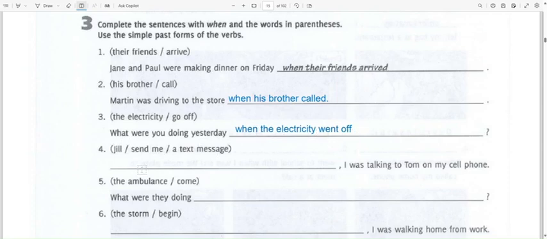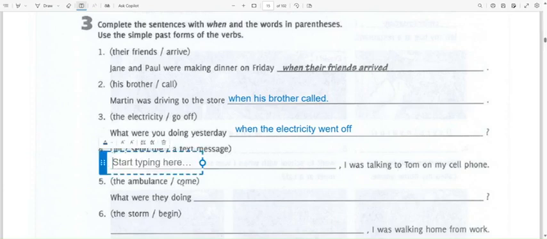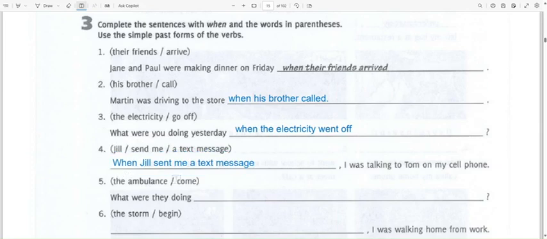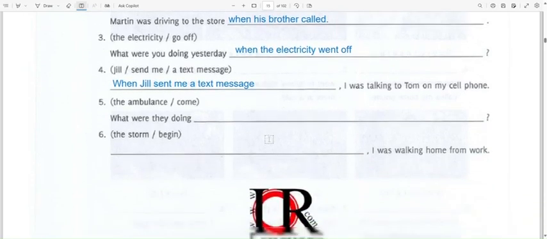Next one. Jill sent me a text message. I was talking to Tom on my cell phone. When Jill sent me a text message, I was talking to Tom on my cell phone.